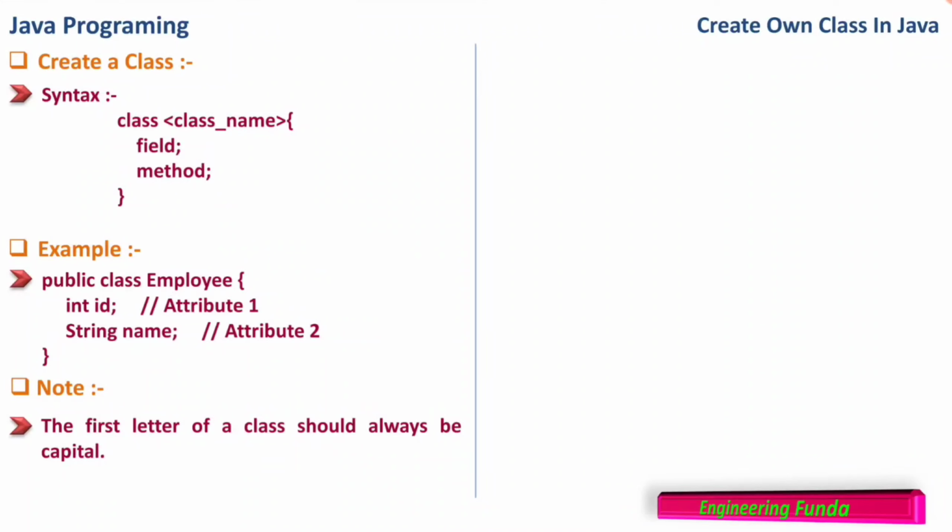But let's say the class name given is Employee Master. This name contains two words, Employee and Master. So the first letter of Employee should be capital and the first letter of Master should also be capital. And the same thing follows with the variable name, where you have the first letter small if the name of the variable contains multiple words. Then the first letter of the first word is small, but from the second onwards, the first letter of the second, third, fourth and so on word is capital.